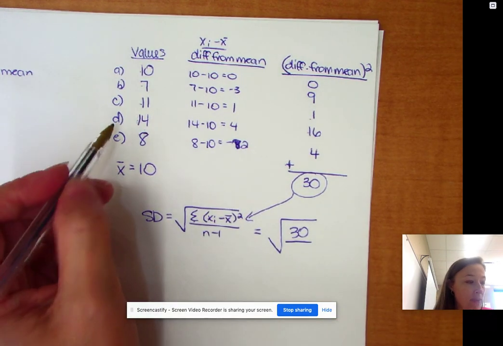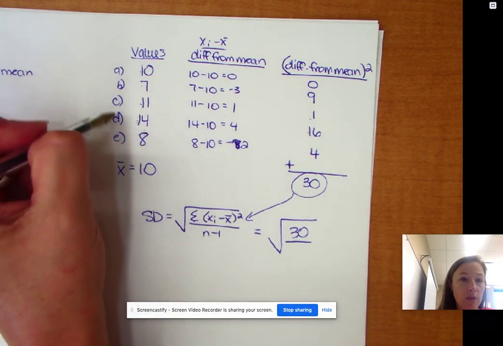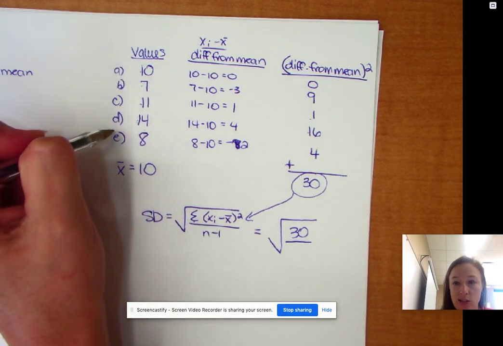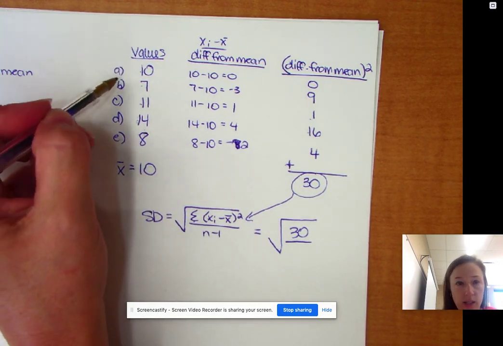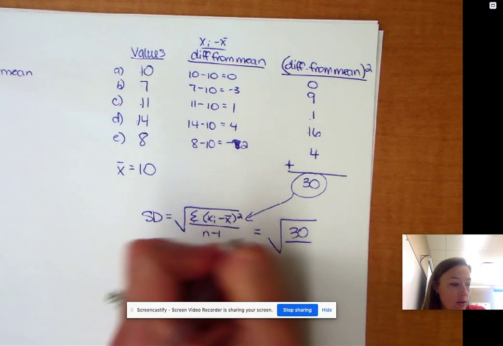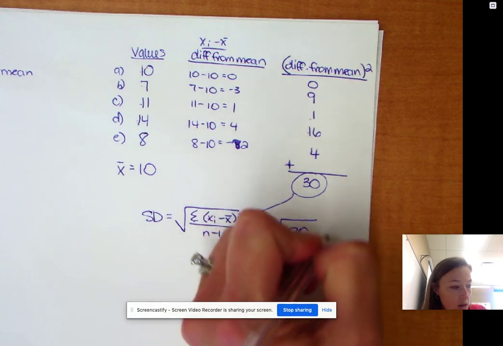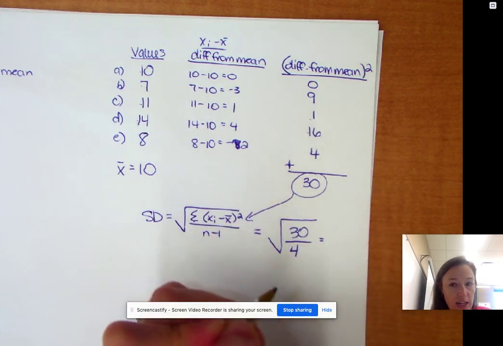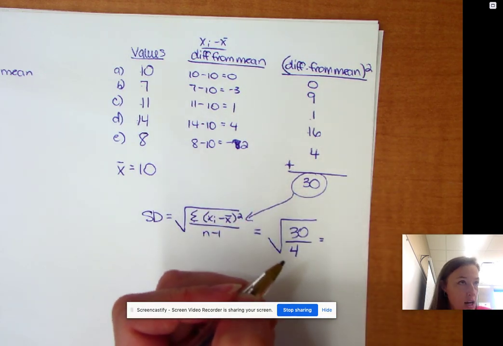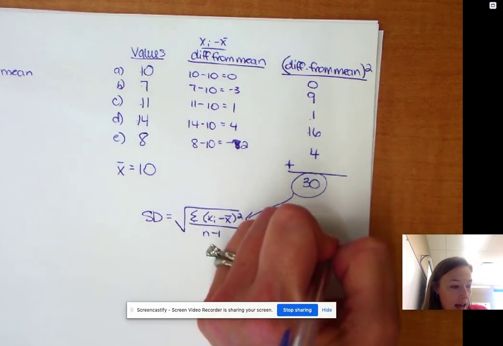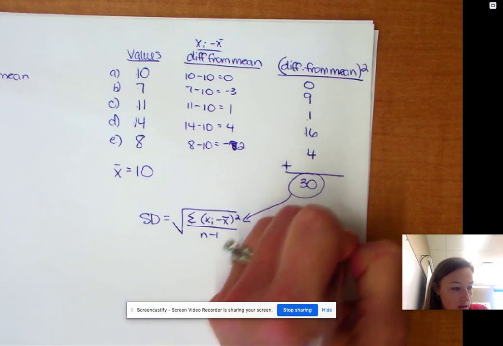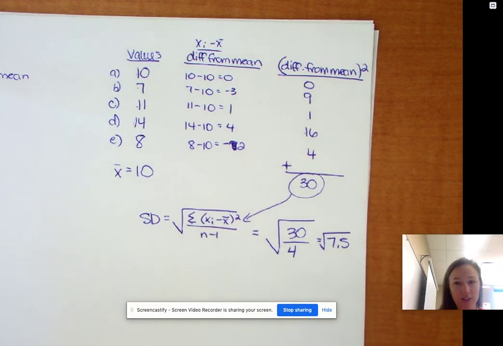We're going to divide by n minus 1. N is our number of people, cats, dogs, elephants, whatever we're studying. We have 5, so n minus 1 is going to be 4. And 30 divided by 4 is 7.5. I'm doing this with my brain and not a calculator, so y'all might check my math.